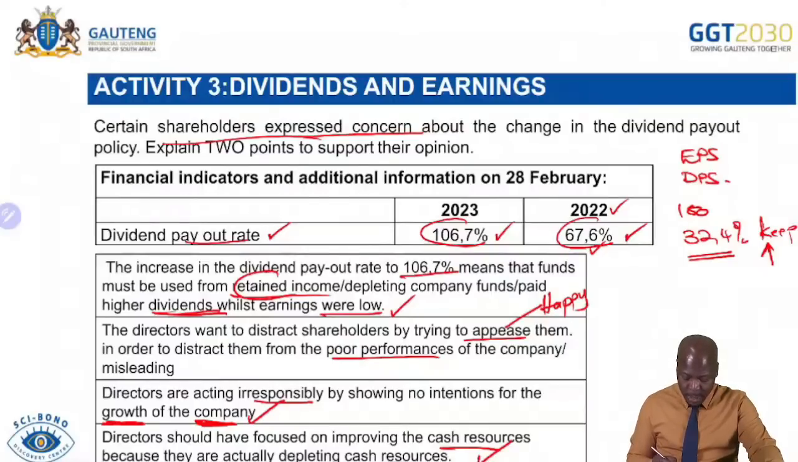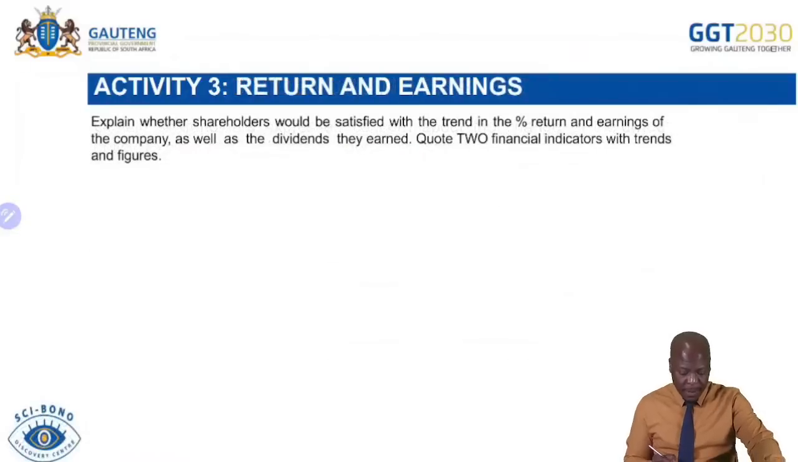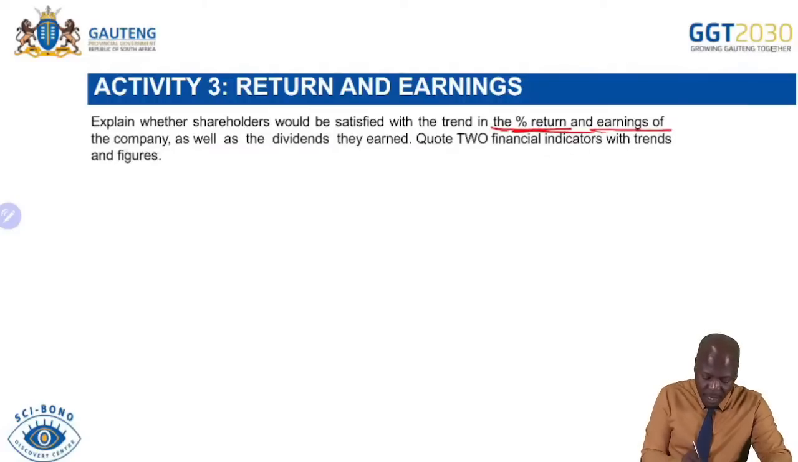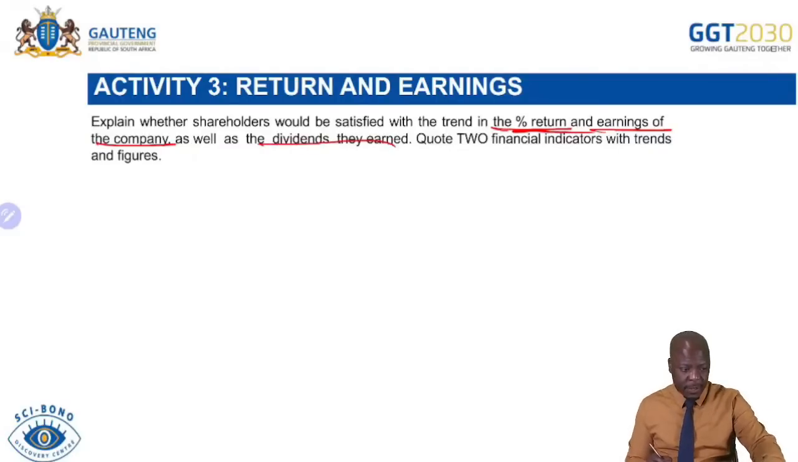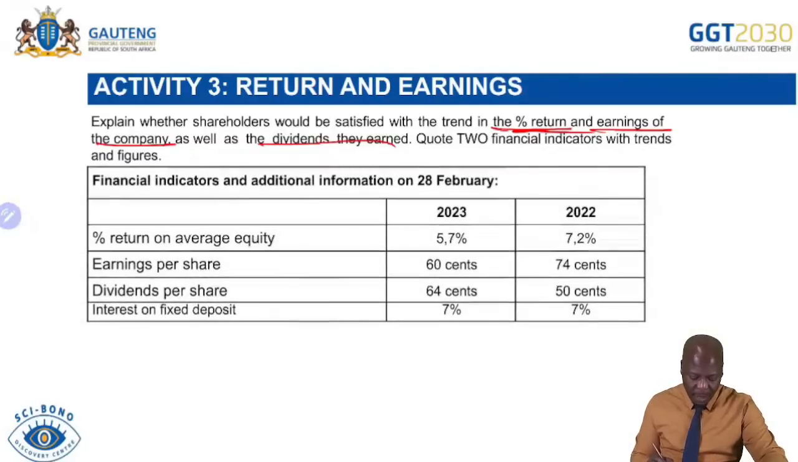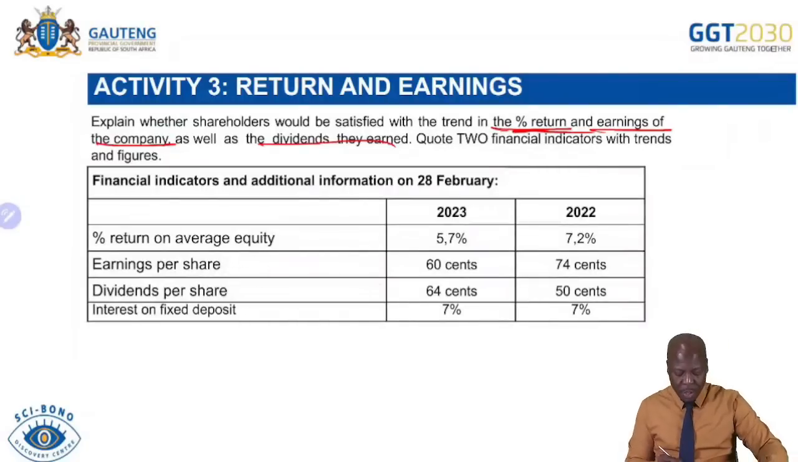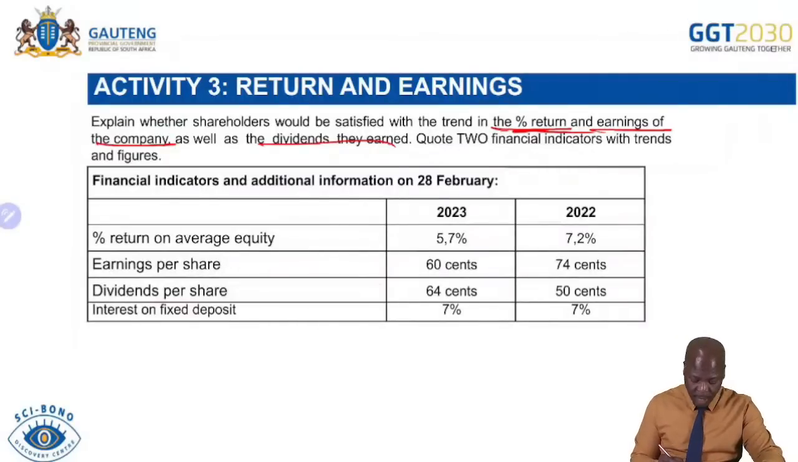All right, the next question, it says, Activity 3, again, return and earnings. Explain whether shareholders should be satisfied with the trend in the percentage return and earnings of the company, as well as the dividends they earned. Quote two financial indicators. All right, so we are going to explain that aspect now. What are we given? We are given the percentage return, the earnings per share, dividends per share, and the interest on fixed deposit. Let's start with the first one.